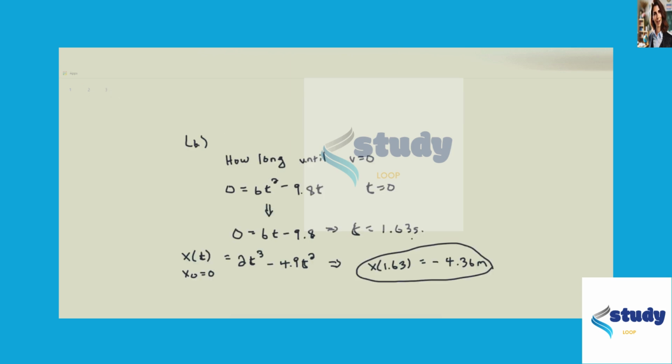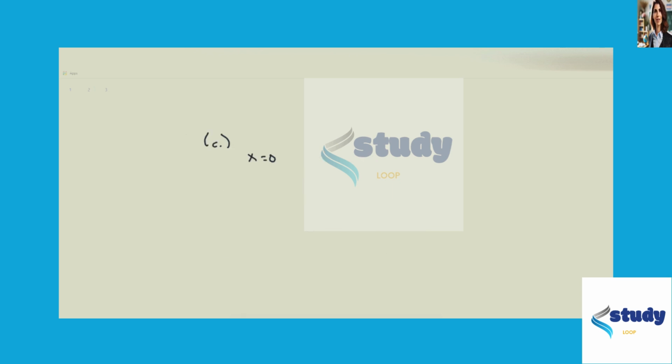And so dividing this equation out by t squared gives us 0 is equal to 2t minus 4.9. And then we get our solution that t is equal to 2.45 seconds. That's when the box has reached its original point again.